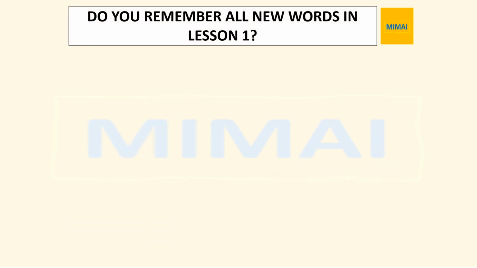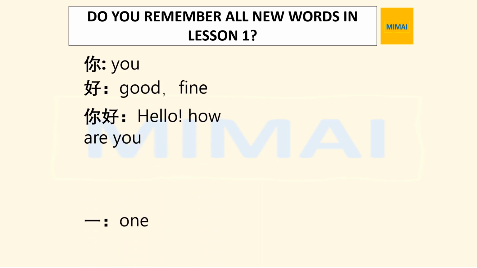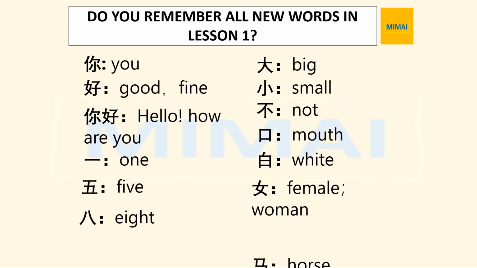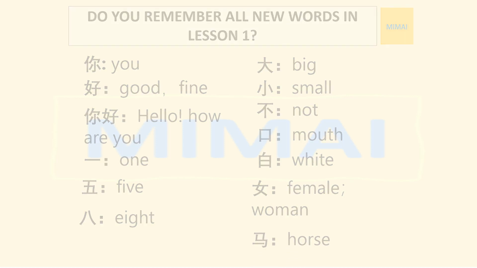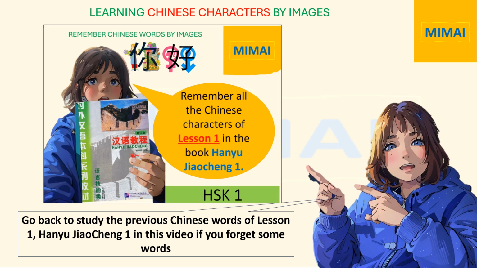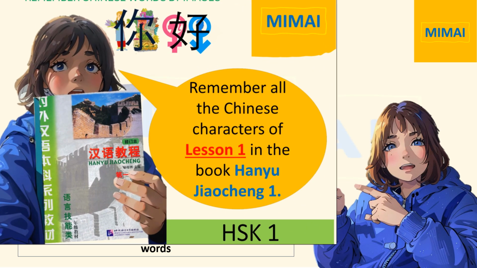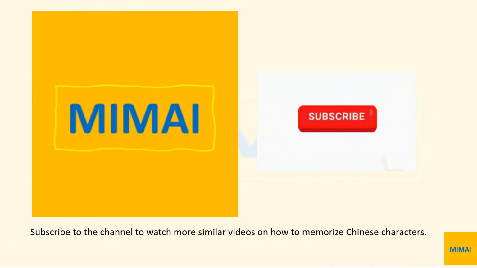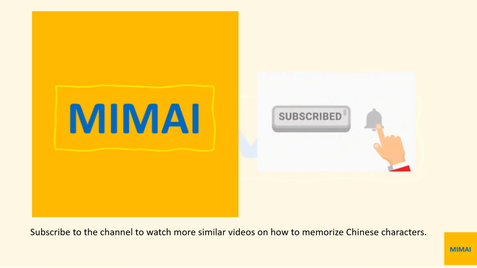Do you remember all new words in Lesson 1? Go back to study the previous Chinese words of Lesson 1, Hanyu Jiaocheng 1 in this video if you forget some words. This is the end and hope you can remember the image of the letter in Chinese.